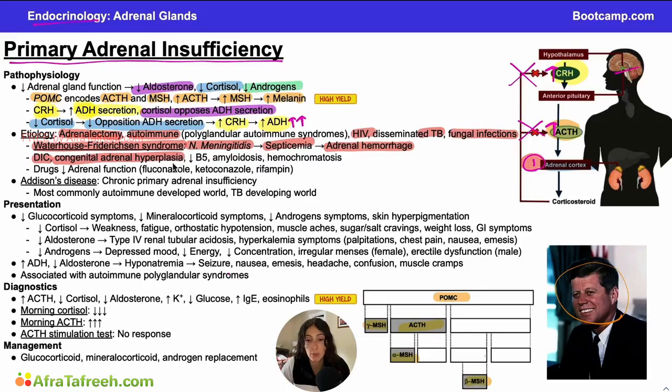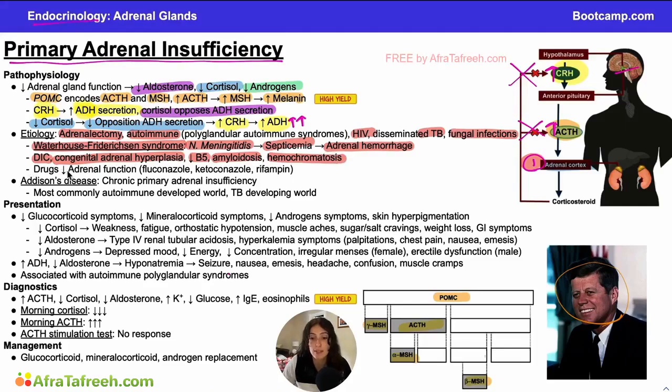Congenital adrenal hyperplasia. There are several different types of this that all have different hormones affected, and we'll talk about this in later videos. Low B5. B5 is important for your adrenal cortex and some of the hormones that it creates. And then infiltrative diseases such as amyloidosis or hemochromatosis, where we have some other material that is going to be displacing the cells of the adrenal cortex, could certainly lead to adrenal insufficiency.